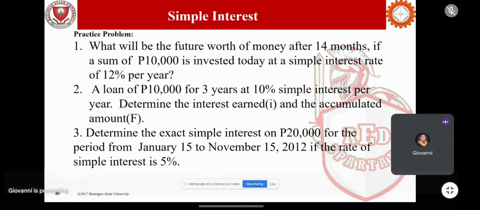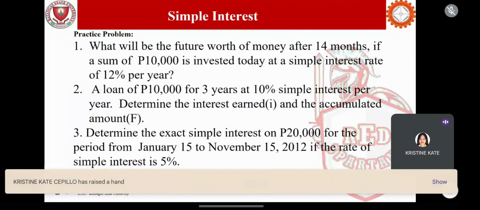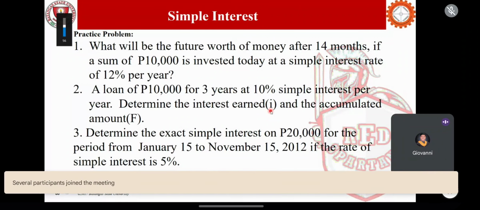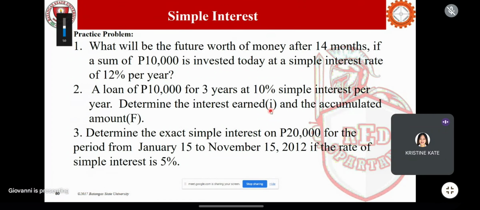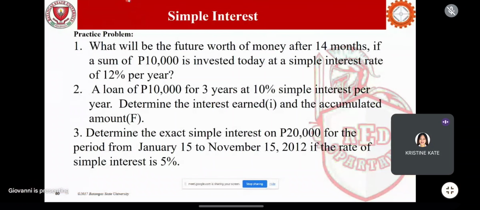Christine. Sir, my I is 3,000 and my F is 13,000. For I, I used the formula PRN: 10,000 times 0.10, which is the interest rate, times 3 years. That is why the answer is 3,000.